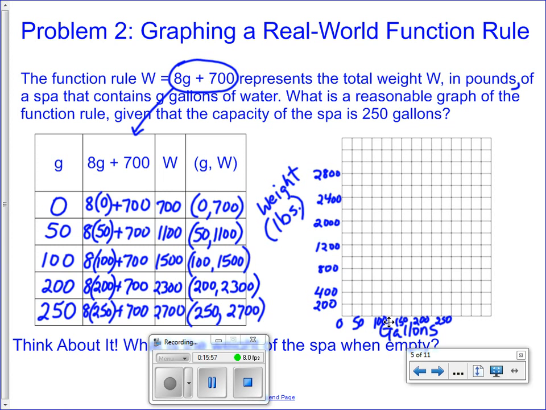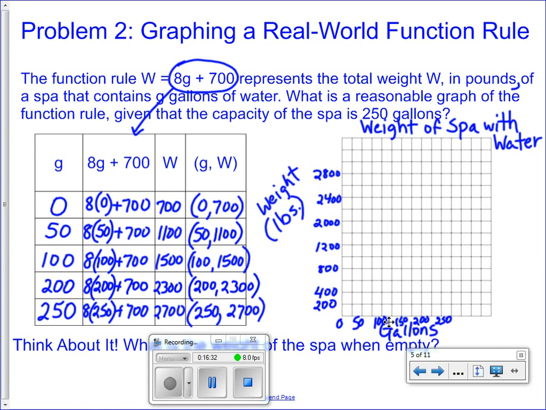Okay, if we wanted to give this graph a title, we could call it weight of spa, and we might even want to include with water. All right, that will justify why we're using gallons down below. All right, now let's graph these.